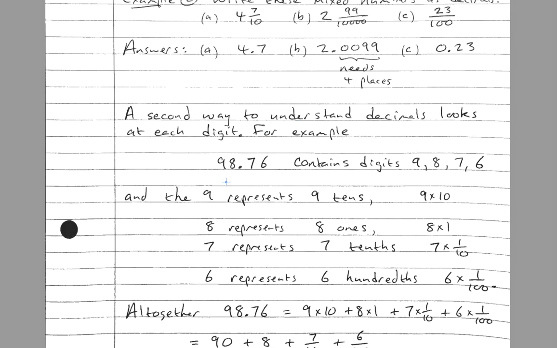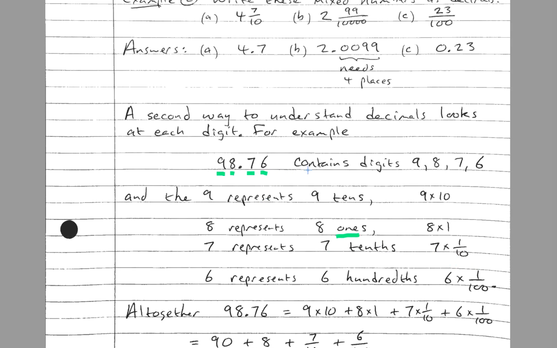Okay, so in this decimal place value system, depending on where the digit is, it has a different meaning. So this 9 really means 9 tens. This 8 represents 8 ones. Okay, so the digit to the left of the decimal point, that's always ones. The digit to the right of the decimal point, that's always tenths. So that 7 means we're including 7 tenths. 7 times 1 over 10.